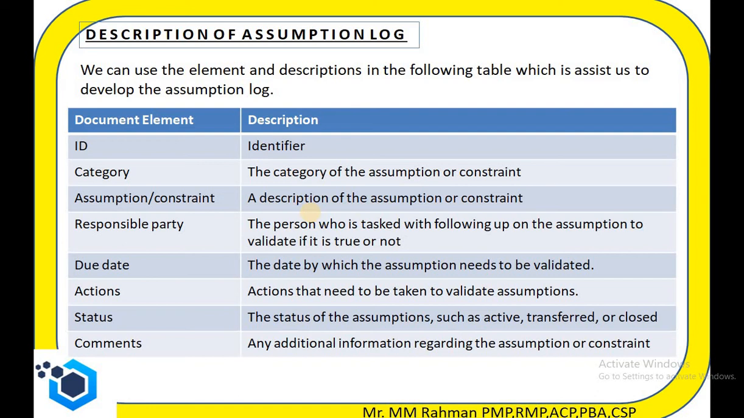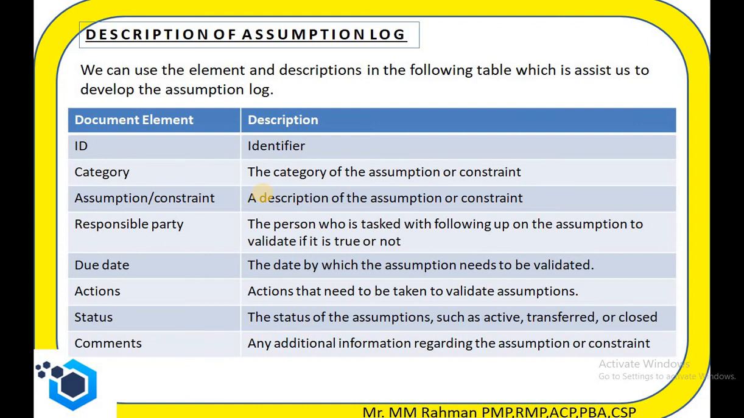These are the elements that should be in the assumption log. So the elements are: ID, that is the identifier. Each and every entry of this assumption log should have a unique ID number. Then we have to categorize this as assumption or constraint. Then the description of the assumption or constraint. Then responsible party, the person who is tasked with following up on the assumption to validate whether it is true or not. Due date, the date by which the assumption needs to be validated.